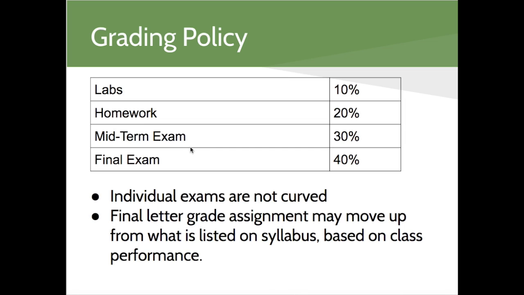The midterm will include live coding, so you'll have to actually write programs during the midterm and the final exam. Midterm will be worth 30%, final exam will be worth 40%. I don't curve any individual exams, but at the end of the semester, I do adjust the letter grades. If you look at the syllabus, I give you an outline of how I assign A's, B's, C's, D's, and F's. That represents the minimum. So if everybody's struggling and there's nobody in that 90 range, you could potentially move up a letter grade. So there might be some scaling afterwards.